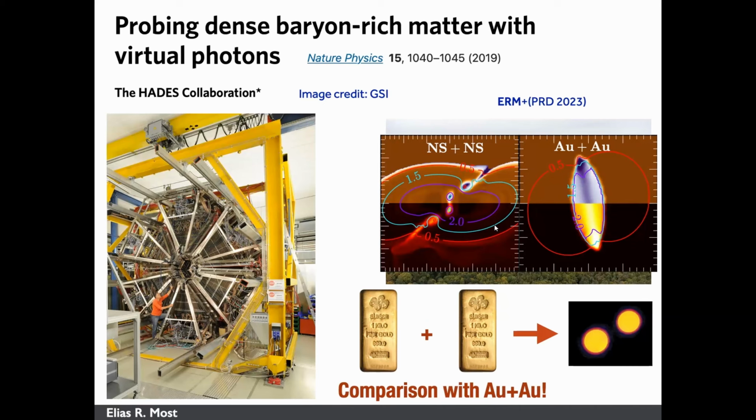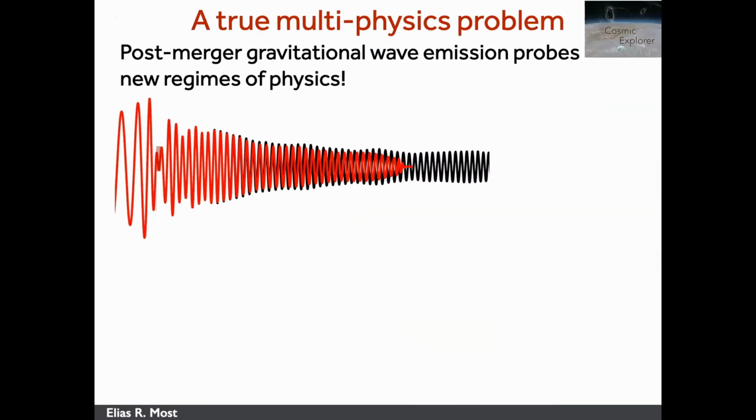But the nuclear conditions that you probe in both are almost the same. We can even identify what number you have to dial in the ground-based collider to get conditions very similar to a neutron star merger. So we can connect the two regimes using a simulation-based approach.